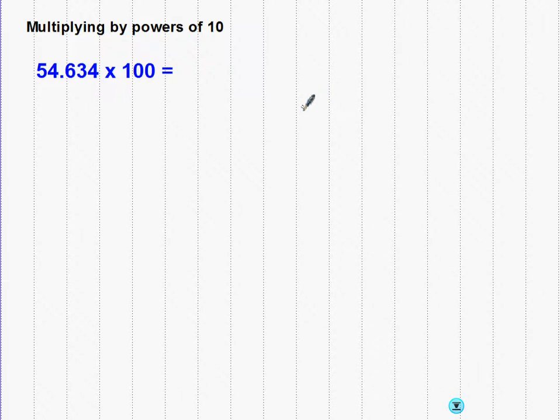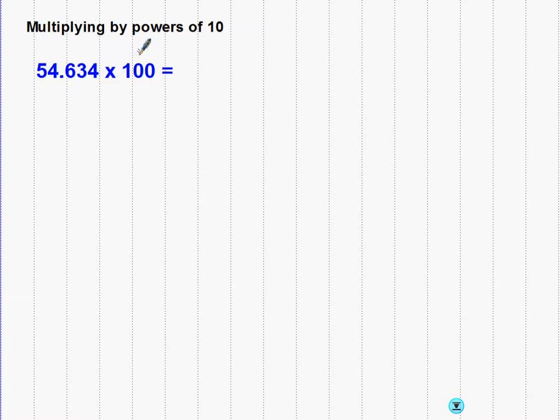But briefly, a power of 10 number can be identified because it has the digit 1 in it, and all of the remaining digits are zeros. So in this case, our power of 10 number would be 100 because it has a 1 and then the other digits are zeros. So let's go ahead and work this one out. All right, we have 54 and 634 thousandths times 100.